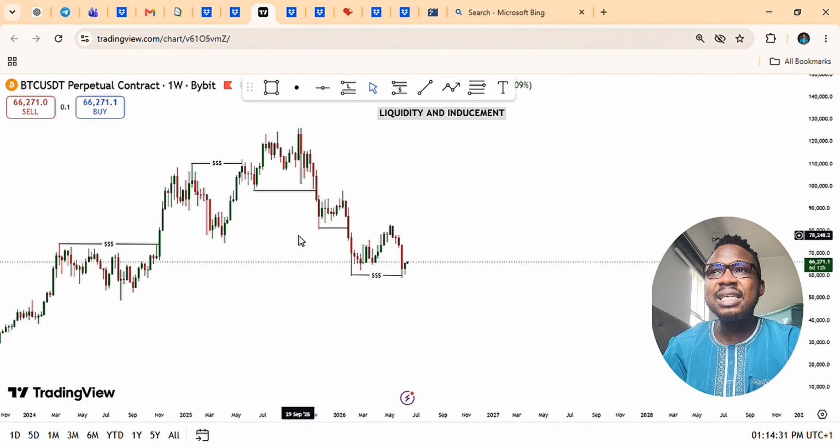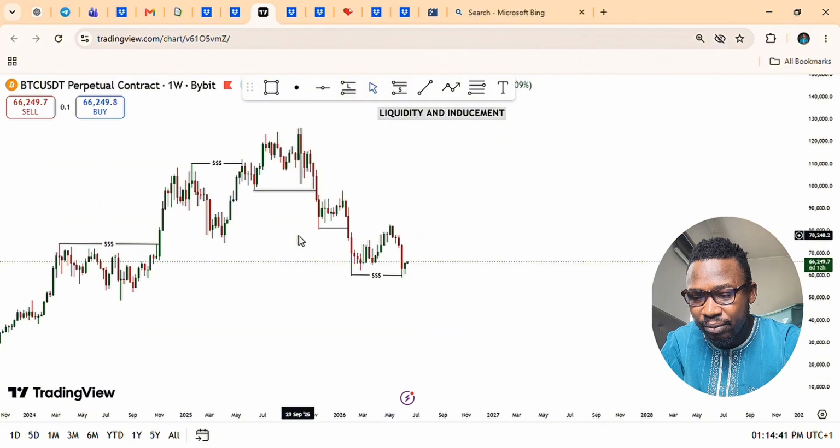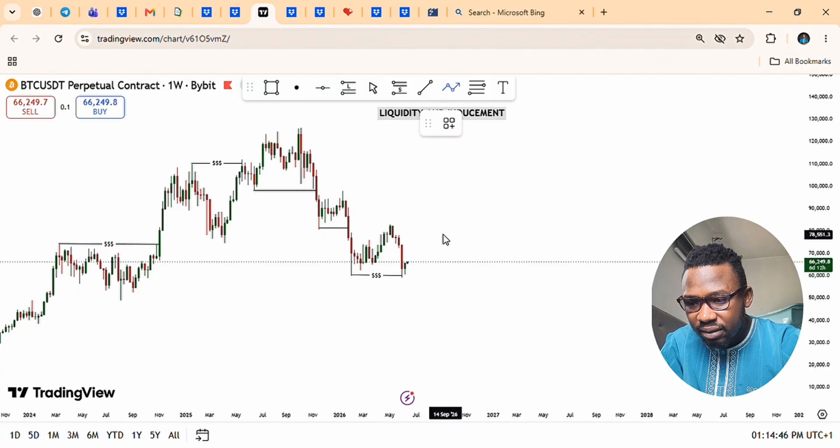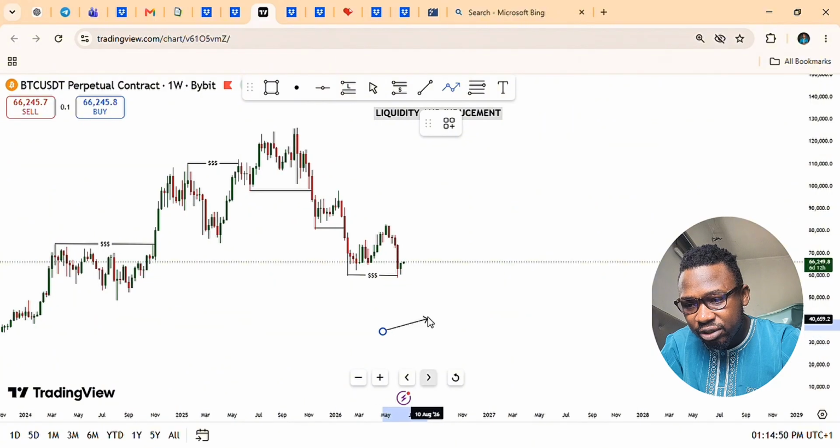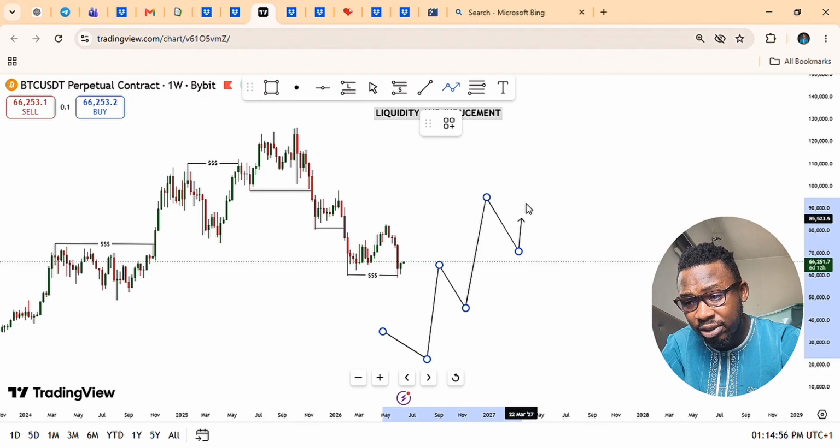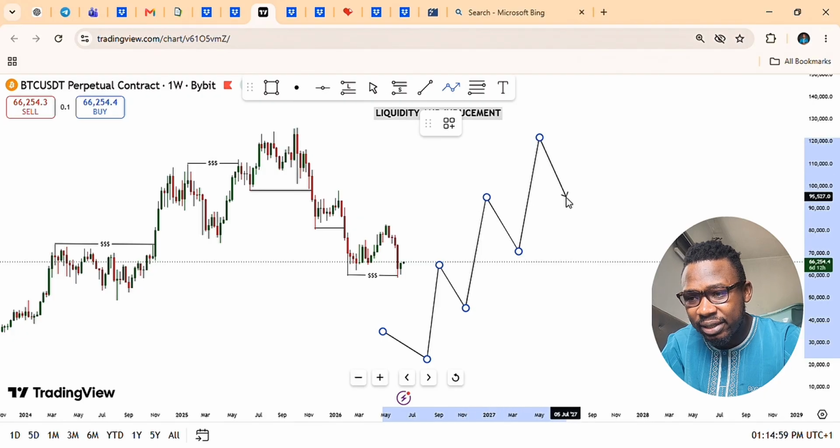All right, now it is a trap. Why do you say it is a trap? It is because you see your setup very accurate, clean, beautiful. Let me show you, for example. Let me say the market is breaking structure to the upside. I want to show you how you can understand liquidity and inducement.